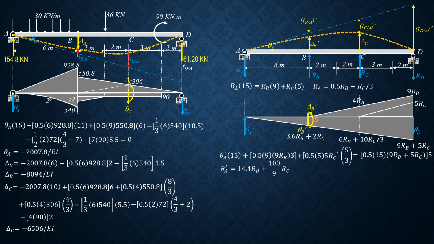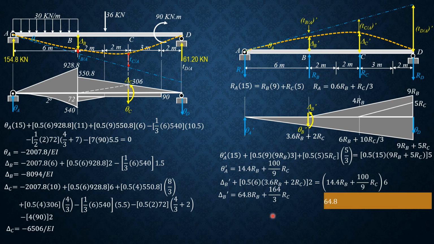Next, we can now solve delta B prime by summing up moment about this point. So delta B prime plus 1/2 or 0.5 of 6 times quantity 3.6 RB plus 2 RC times 2, then equals theta A prime times 6. So combining like terms, delta B prime equals 64.8 RB plus 164 over 3 RC, just like before. Then plus this negative RB plus this delta B equals 0, so the same equation could be formulated. 64.8 RB plus 164 over 3 RC equals 8094, equation A.